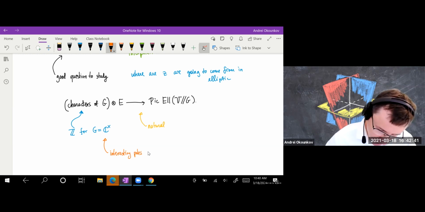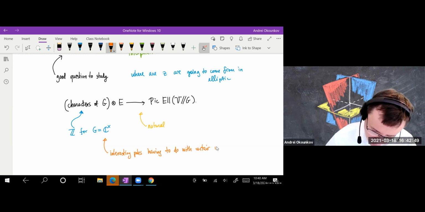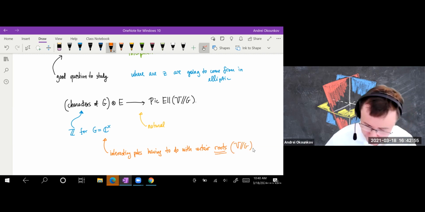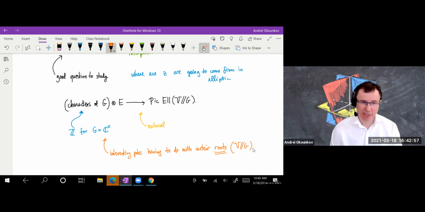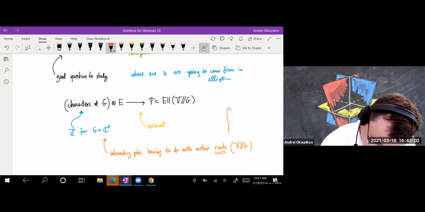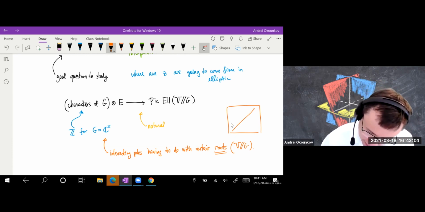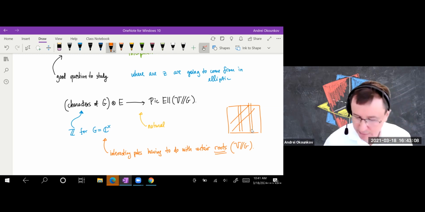Poles having to do with certain roots of the space V1, G. So these poles will in fact be some abelian subvariety, so they will look like some kind of arrangement like that.